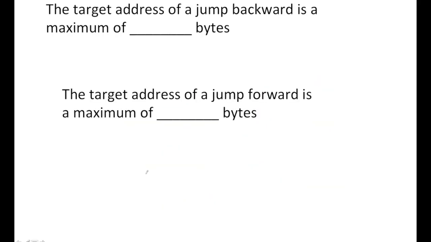The target address of a jump backward is a maximum of how many bytes? So when you consider jumps, the jumps are essentially relative addresses with respect to your program counter.